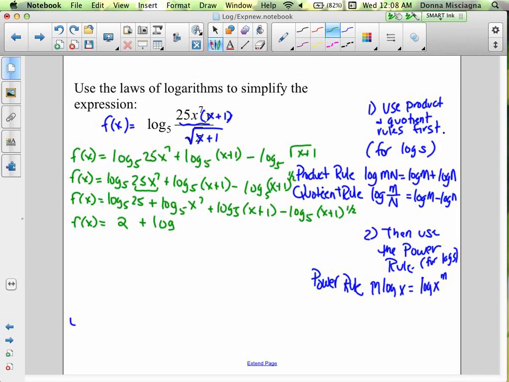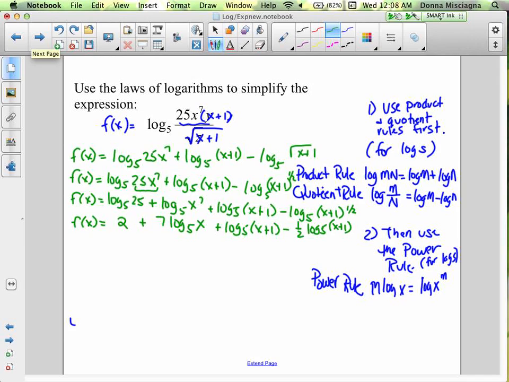All right, so now I'm going to move the exponents in front. And then we'll be all ready to take our derivative. And although it seemed like, oh, we had to do a whole lot of steps in the beginning, 7 log base 5 of x plus log base 5 of x plus 1 minus 1/2 log base 5 of x plus 1.